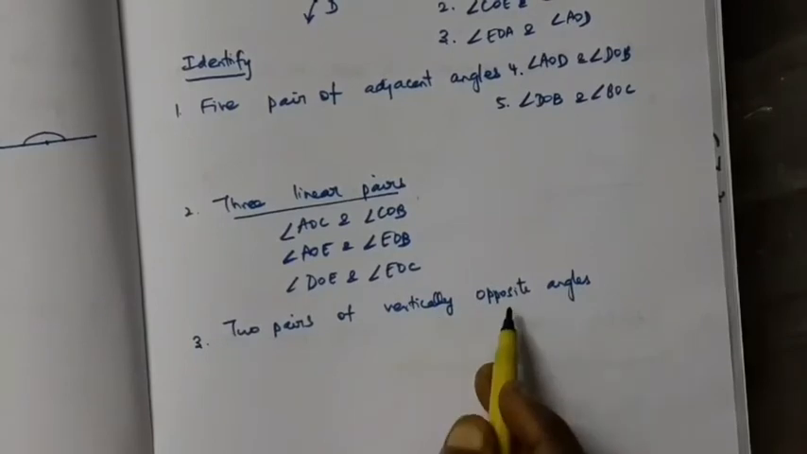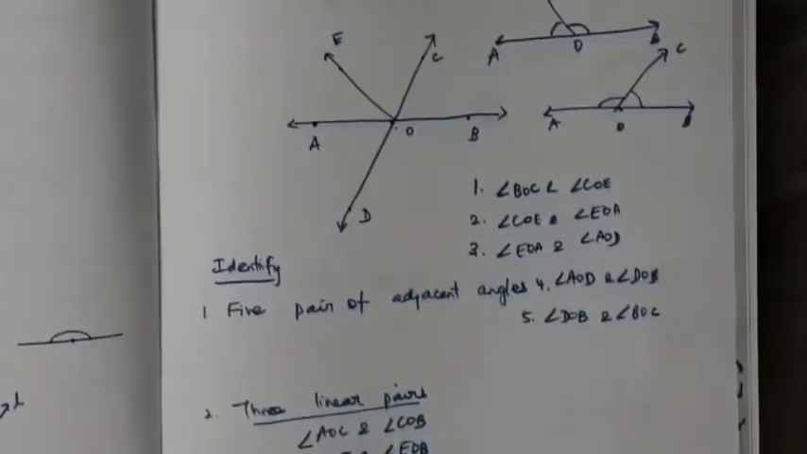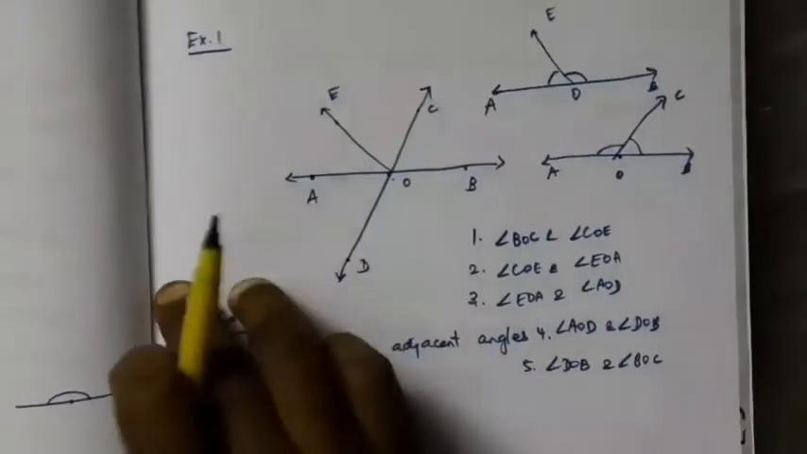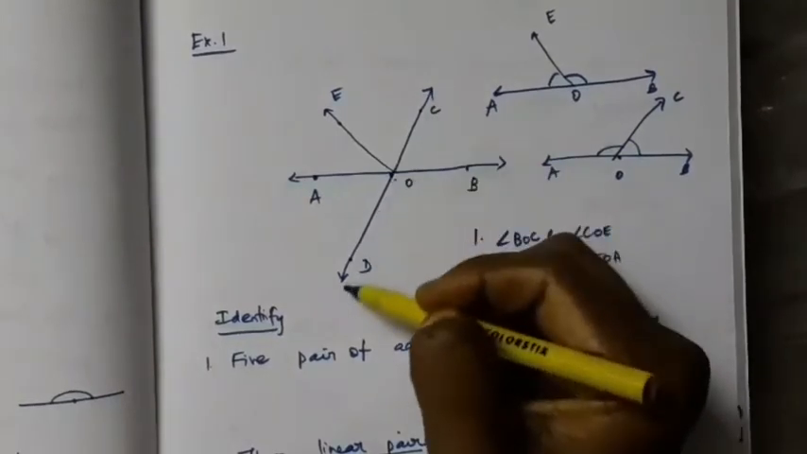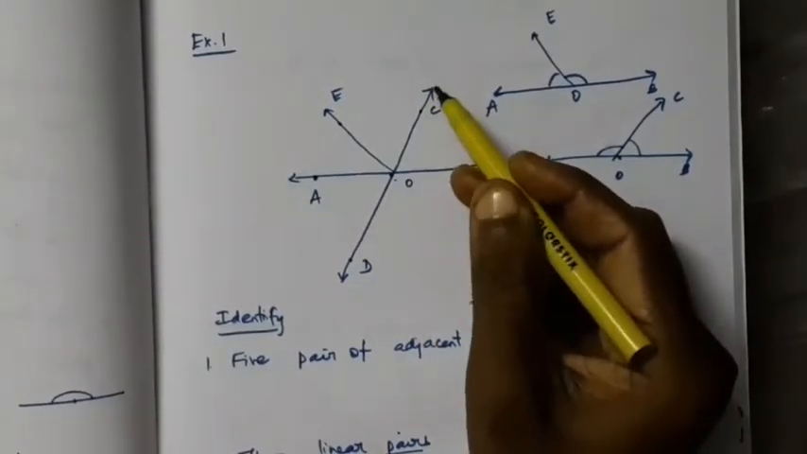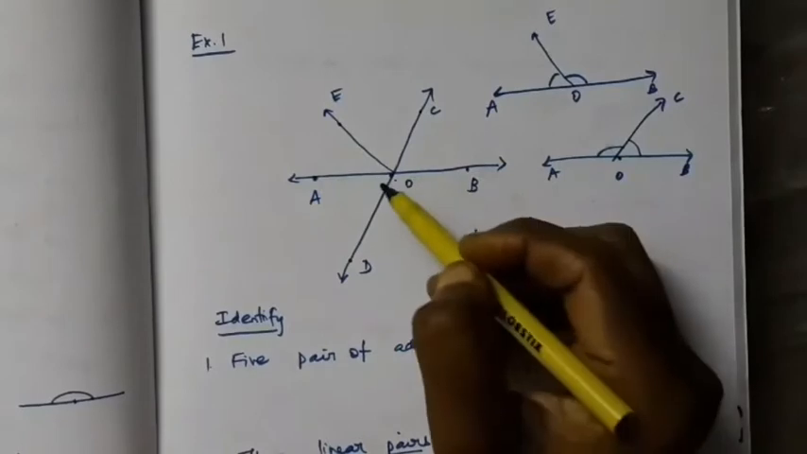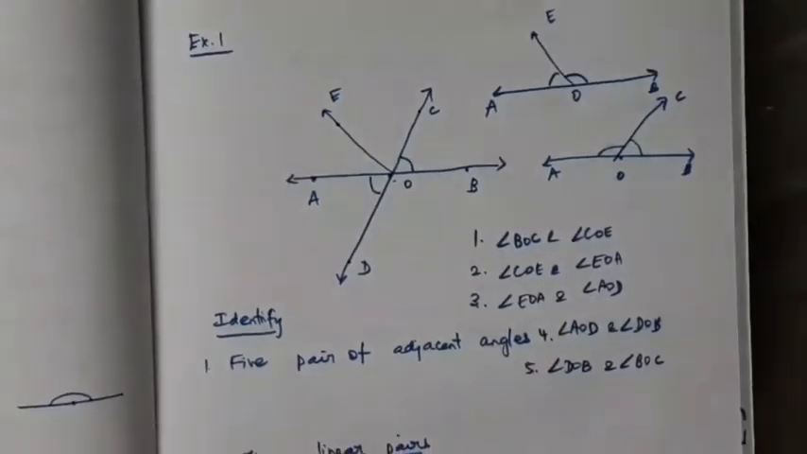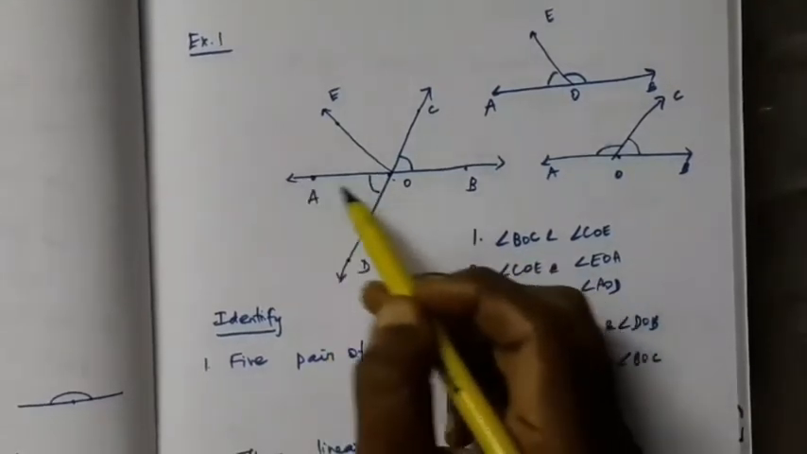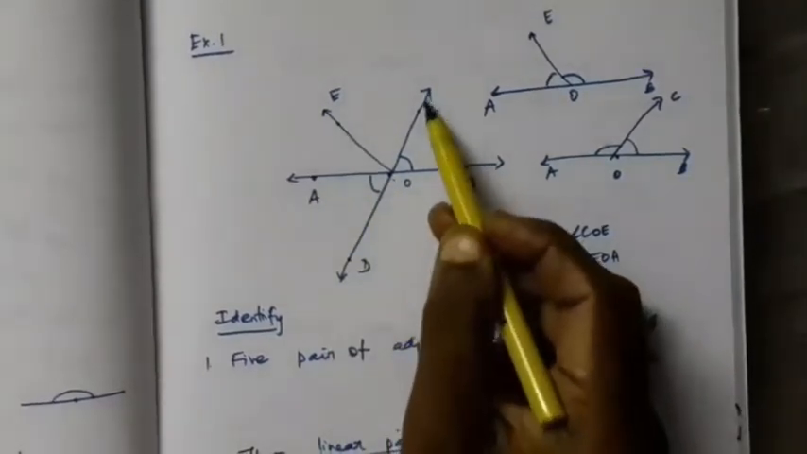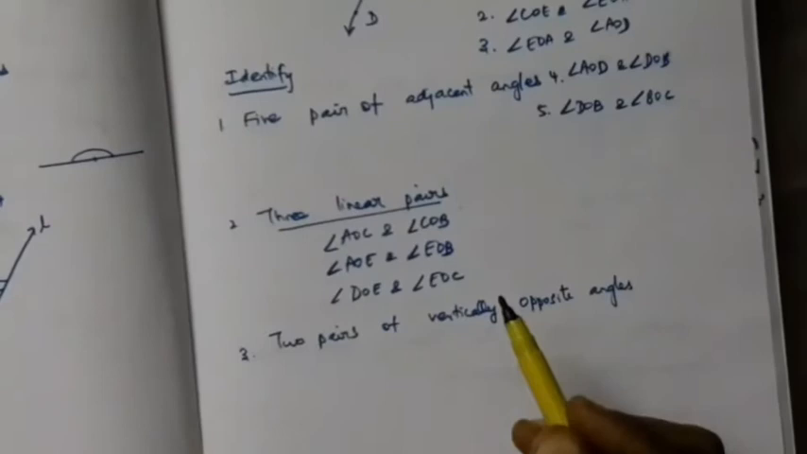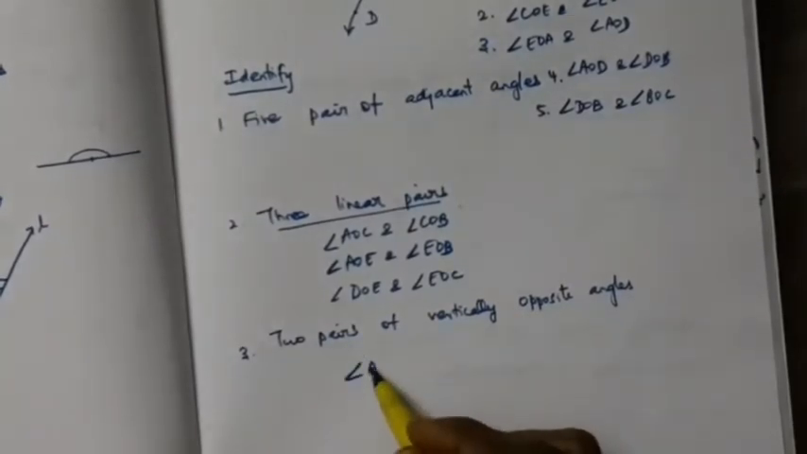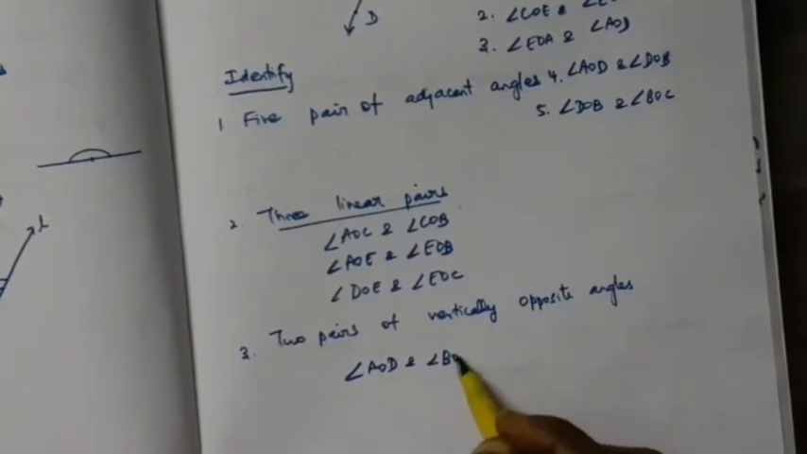Next, 2 pairs of vertically opposite angles. What are the 2 pairs of vertically opposite angles? Here you can see these 2 lines cross each other. This is a line and this is a line crossing each other. So these are 1 pair of vertically opposite angles, which is angle AOD and angle BOC.